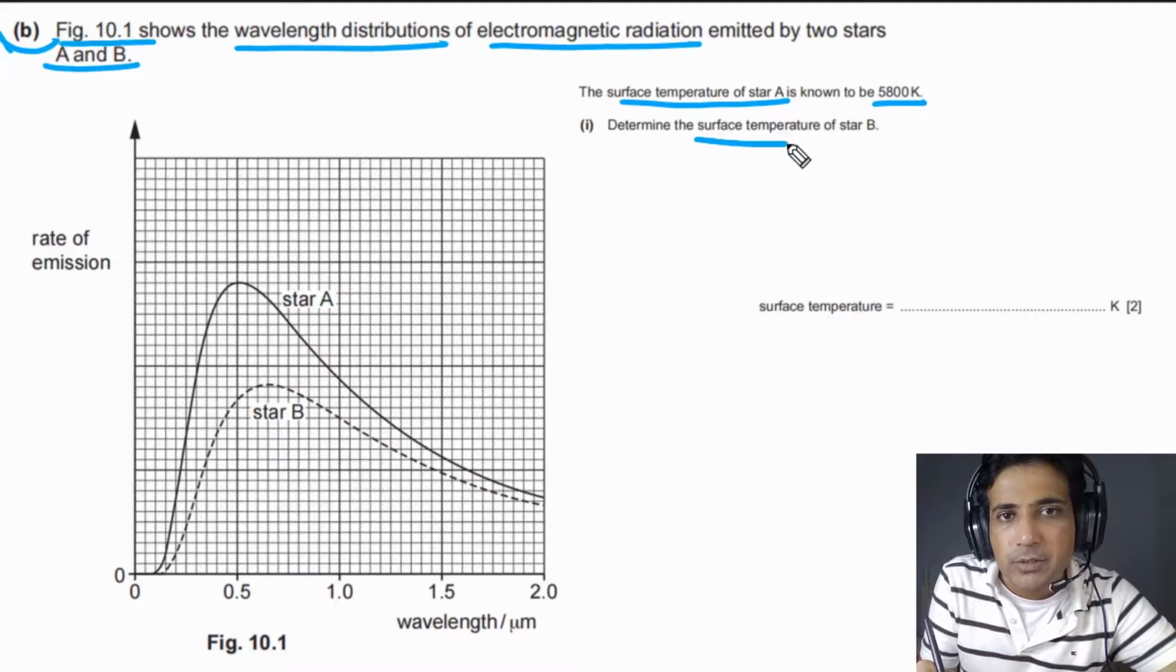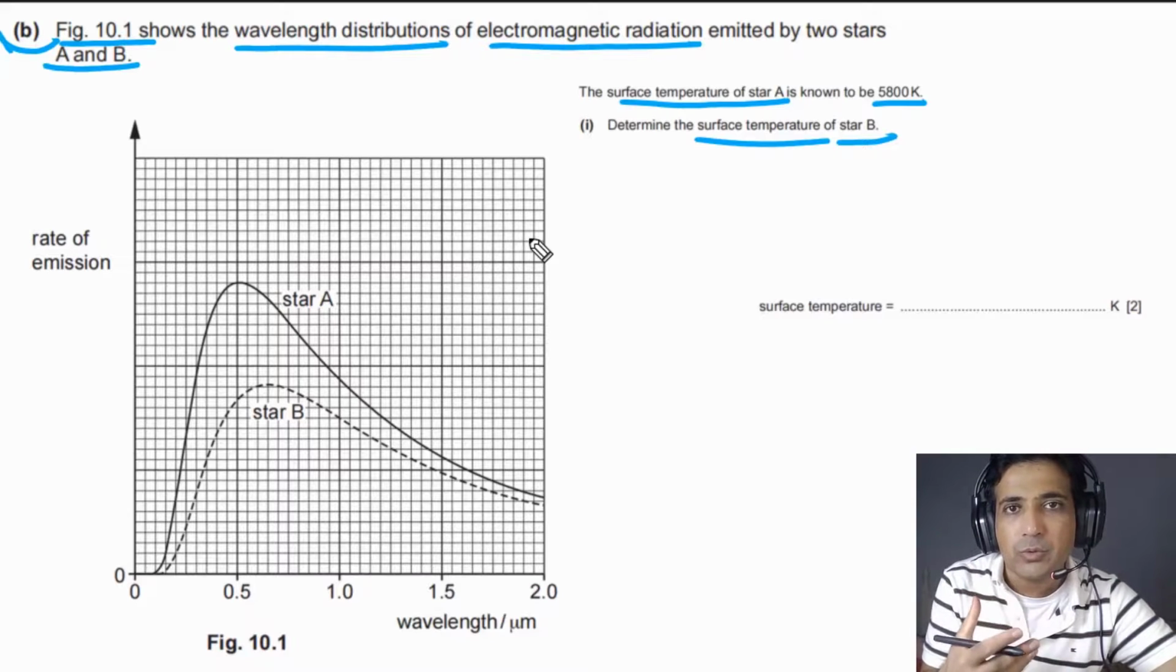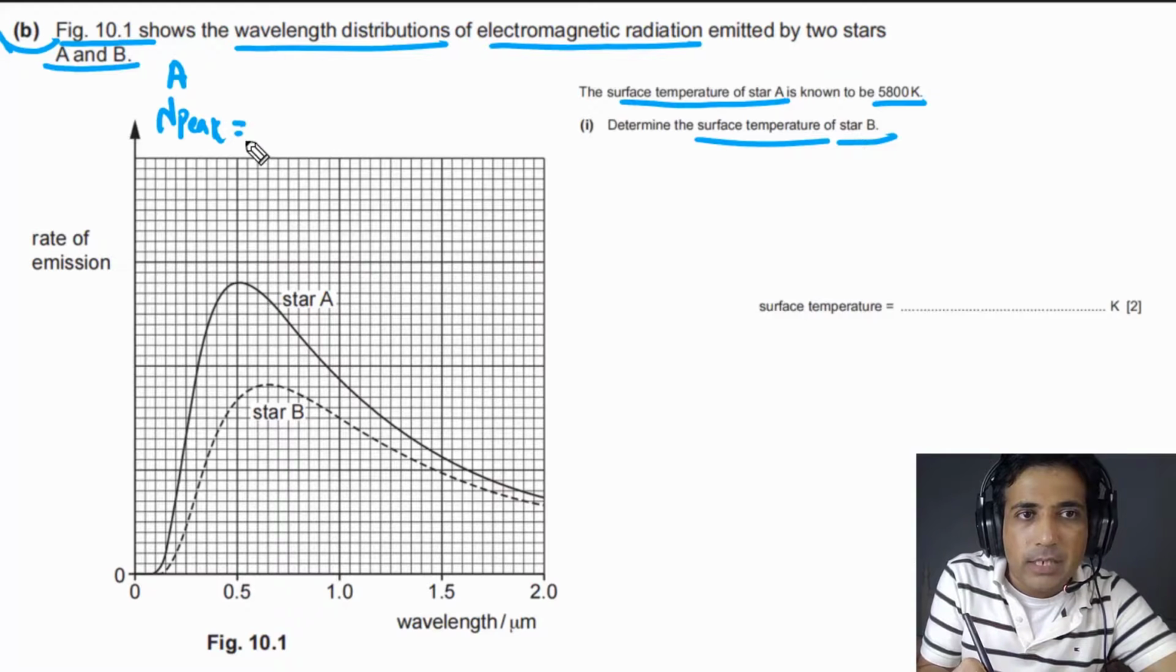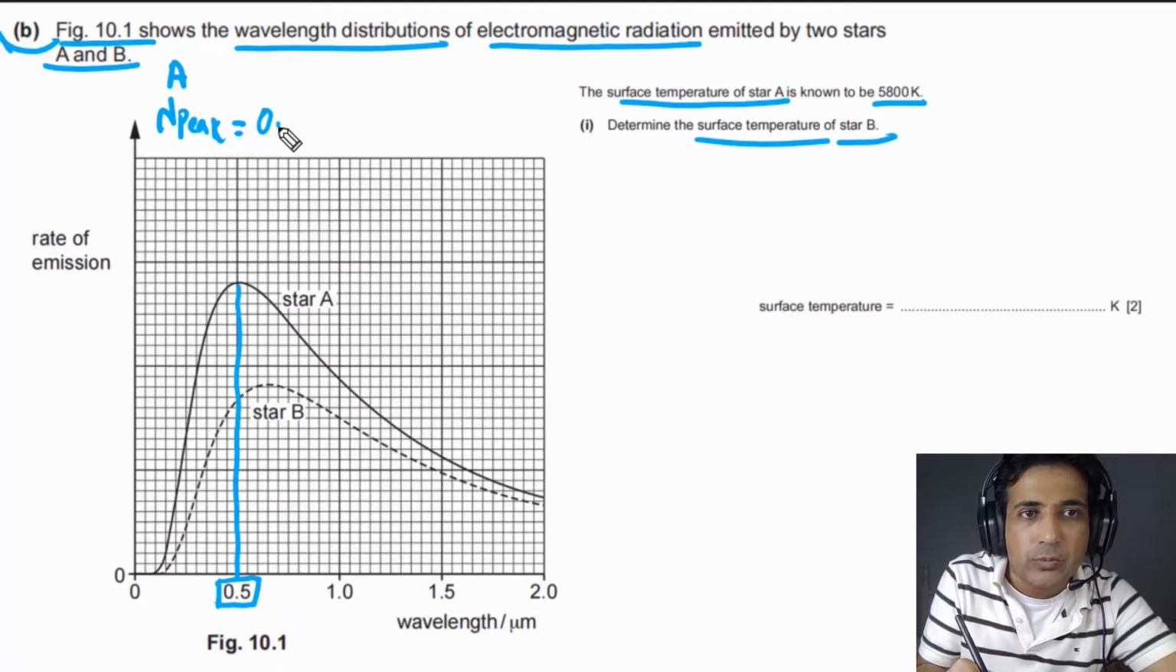We need to find the surface temperature of star B. So in this case, we need to understand how to use Wien's displacement law. For star A, we can find lambda peak. The value of lambda peak you can simply read from here. So the lambda peak for star A is equal to 0.5 micrometers. And the temperature for star A is given, that is equal to 5800.